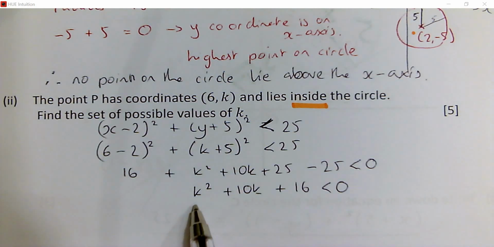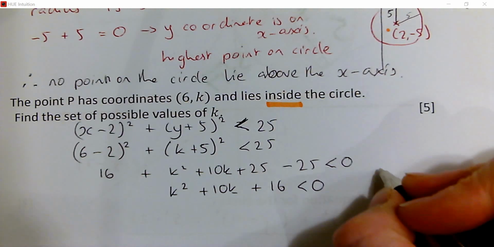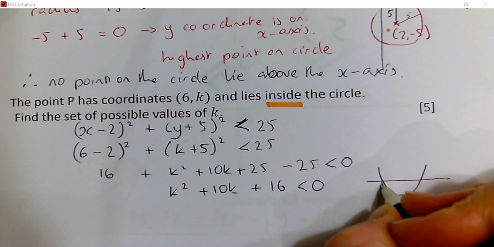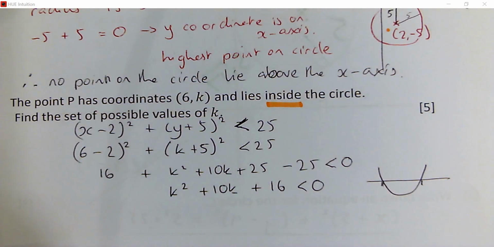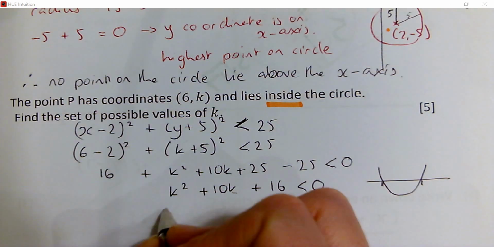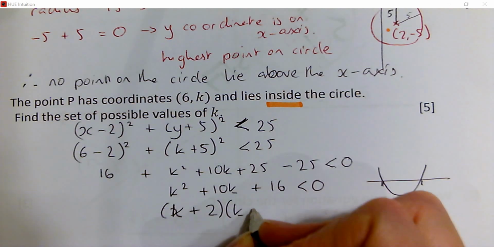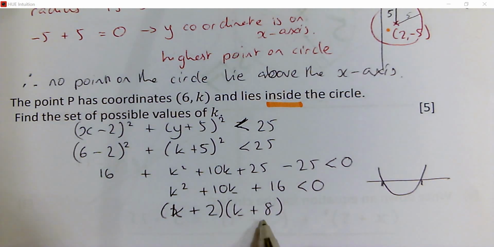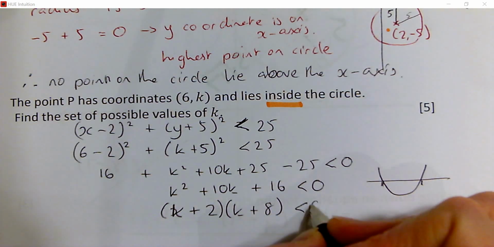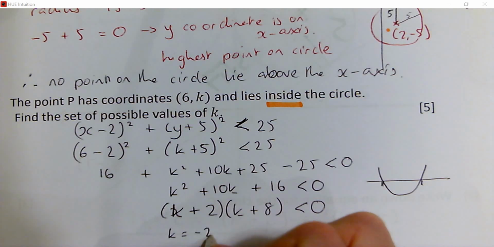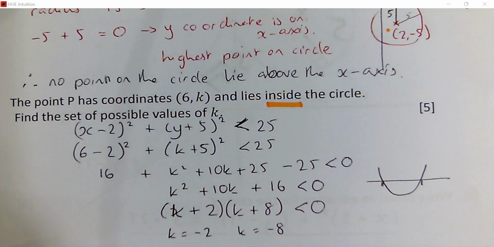Right, so this is a quadratic inequality. Remember, we always sketch these. So it's a happy face. And what we want to know is where does it cross that x-axis? So we can factorize. Again, you can use your calculator to solve this, but it's not too bad. It's all positive. And 2 times 8 is going to do it. Okay, so that makes 16 and they add to make 10. So that means my cutoff points are -2 and -8.